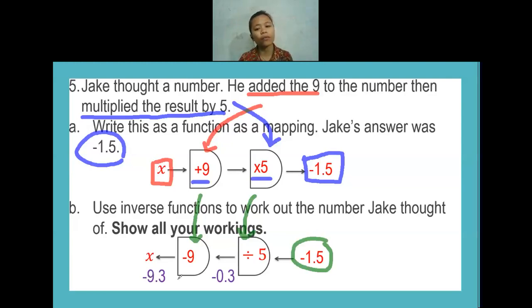Is there anyone having any question, or maybe I go too fast for question 5? Is there anyone who has any question regarding question 5, or maybe I talk too fast or anything? No question for sure? Hello? Is there anyone having any question?